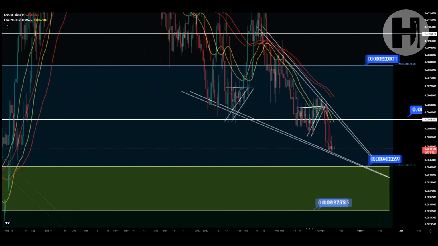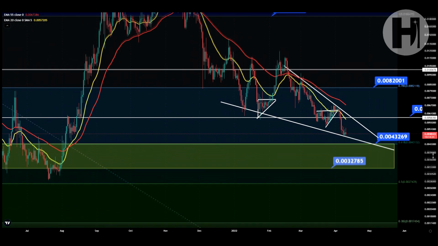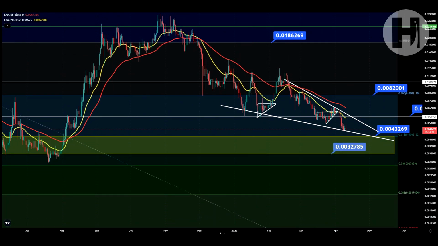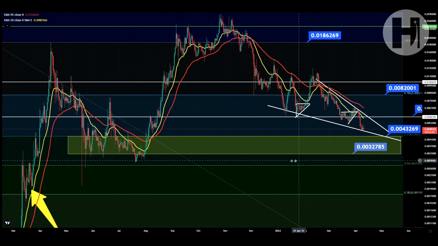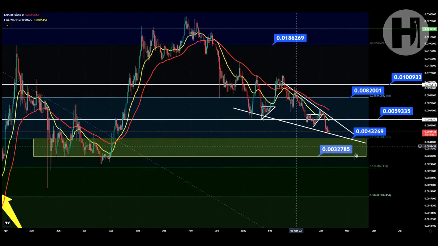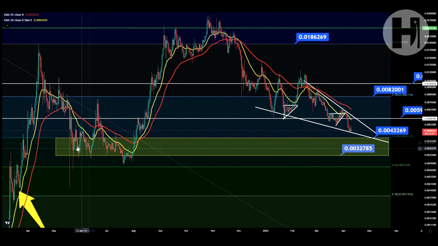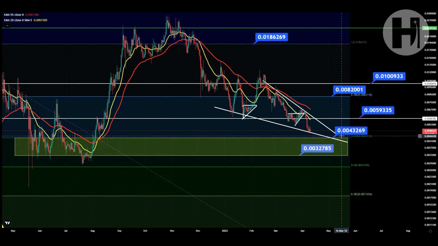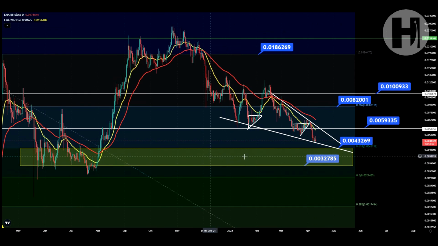Now, below us, we do have this large yellow rectangle. This is a buy zone that I want you guys to pay attention to. I did put this on the weekly chart, but right now we're on the daily. This buy zone is basically where we were reaccumulating after this large pump over here. So anywhere from 0.0043 all the way down to 0.00327 is your buy zone for MTV.